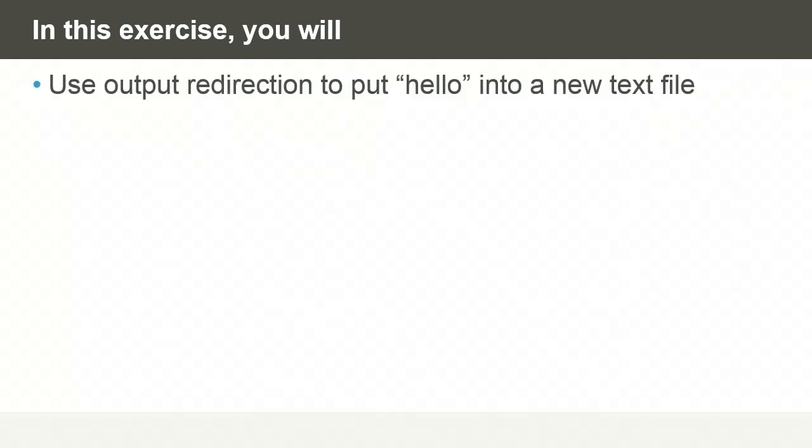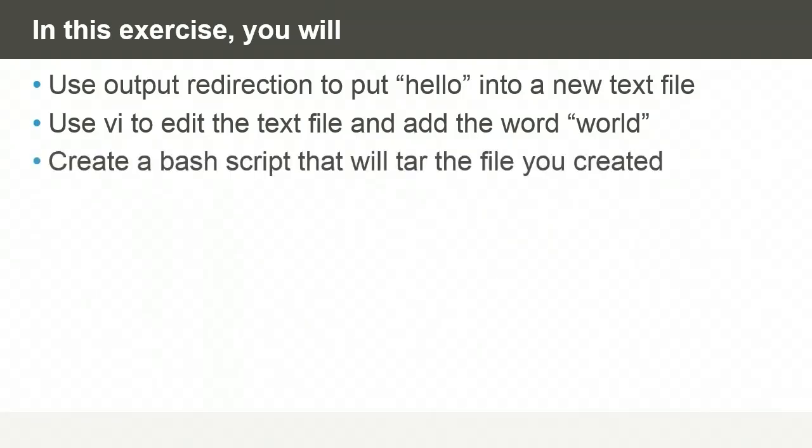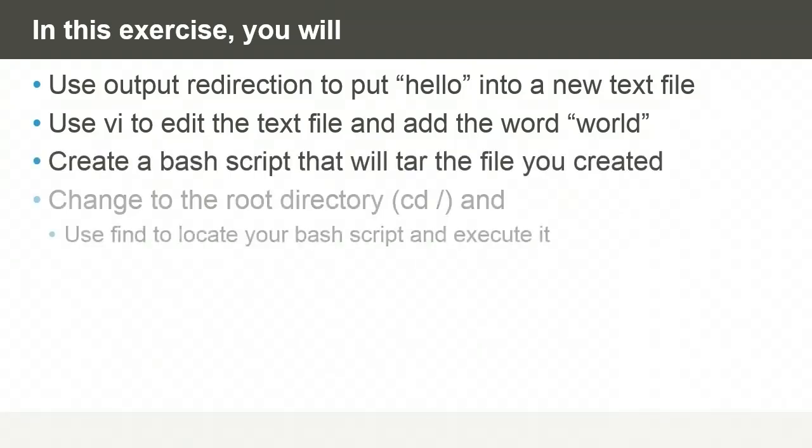This exercise focuses primarily on working with bash scripts. Specifically, in this exercise, you'll begin by using the output redirection symbol to put the word hello into a new text file. You'll then use the VI text editor to edit that file and add the word world. You'll then create a bash script that will tar the file that you created.